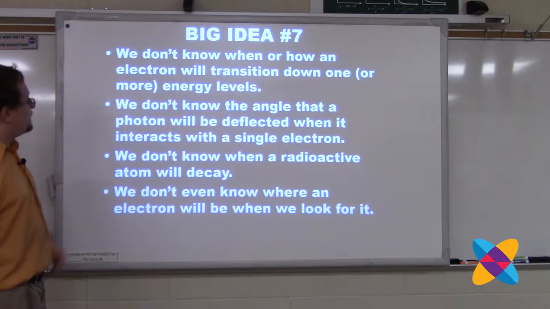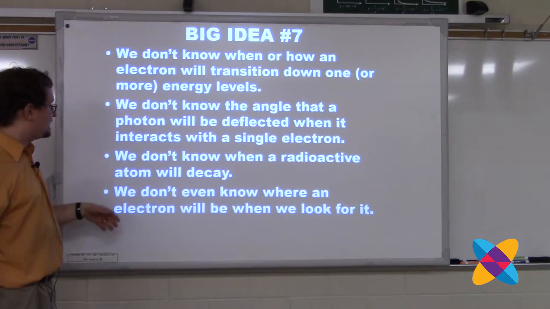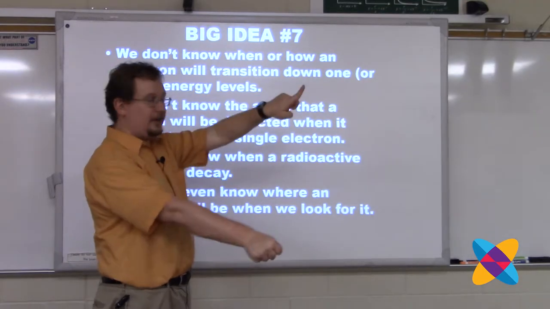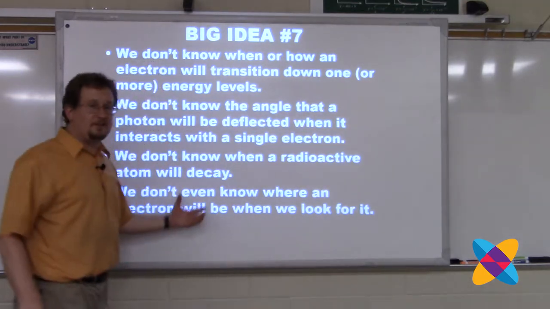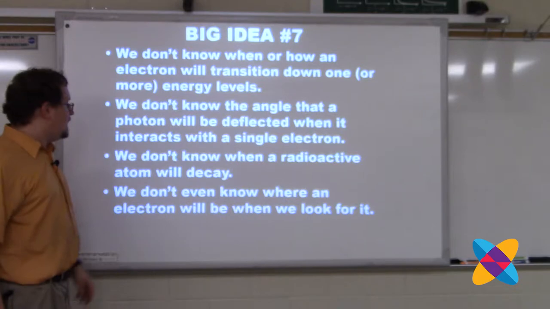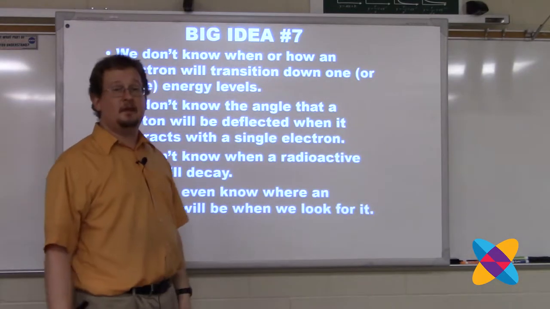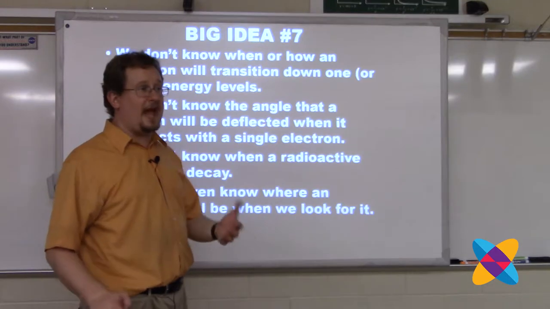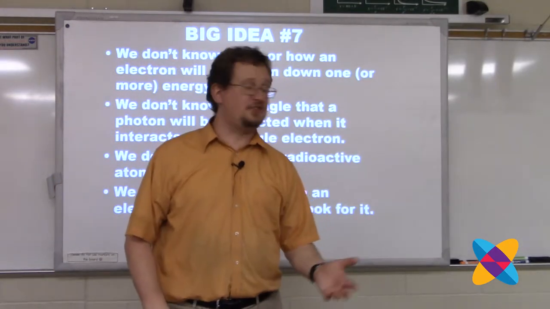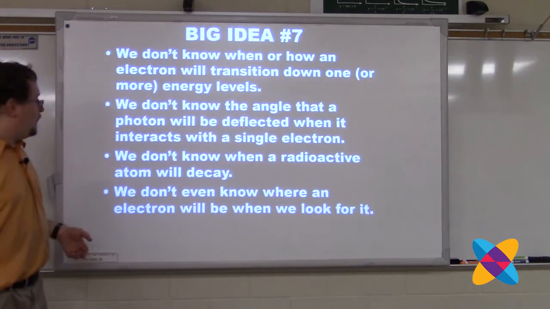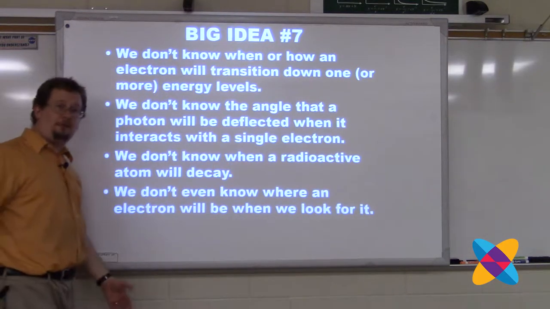We don't know the angle that a photon will be deflected when it interacts with a single electron. That's called the Compton effect. We don't know the angle that it's going to be ricocheted through. I can only tell you the probability of each possibility. I don't know when an individual radioactive atom will decay. I can only tell you the probability that the atom will decay in the next second, or in the next year, or in the next week. We don't even know where an electron will be when we look for it.